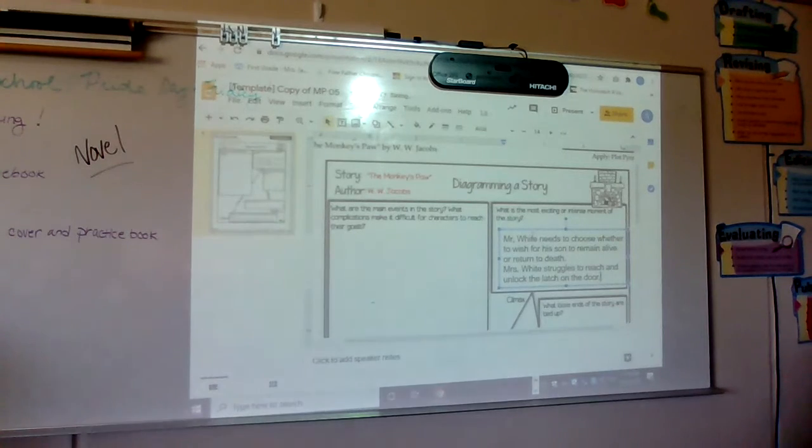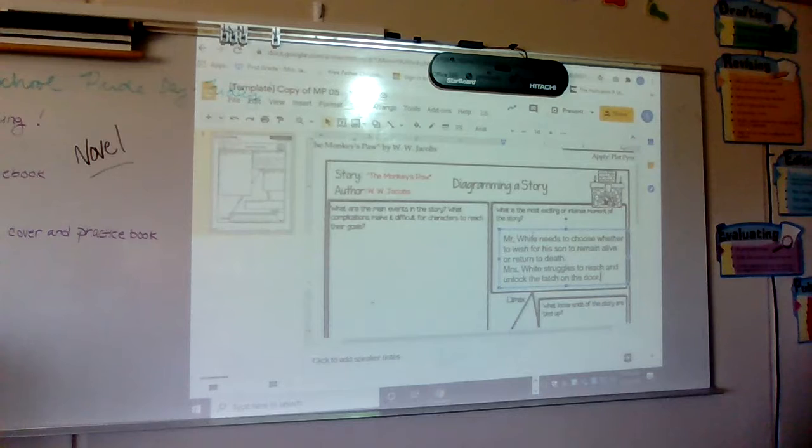And at that point, when she's trying to reach for the latch, we're waiting to see if she's going to get the door open, or if he's going to get the wish made before she opens it. So that's really the most intense part of the story. What if he isn't dead? Okay?